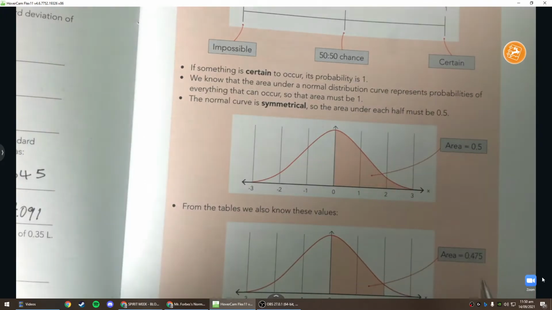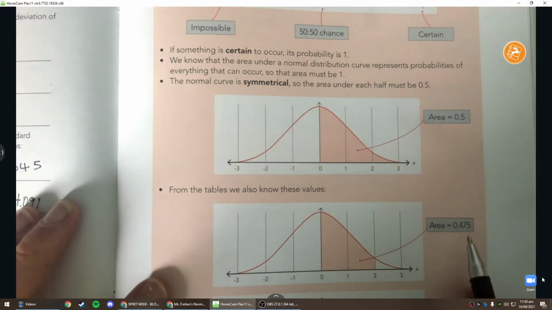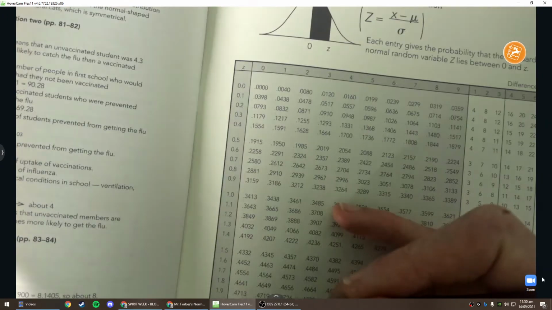0.4772. So that is how, what the heck? They didn't even get the right answer. What did we do wrong here? What did I do wrong here? Are you serious? 2.00.